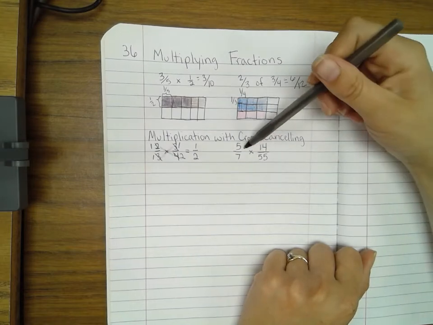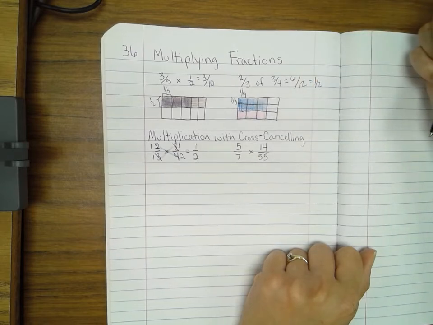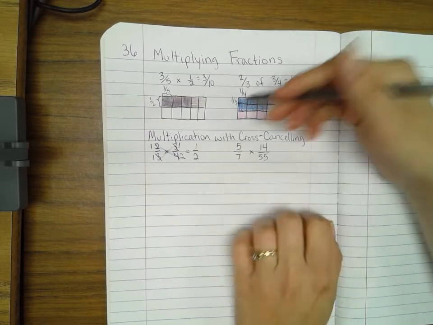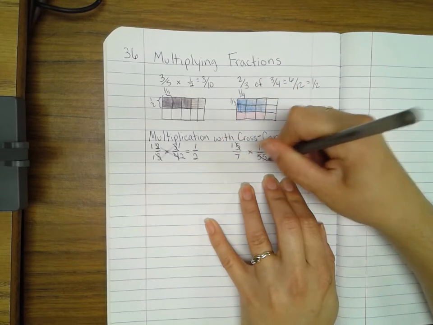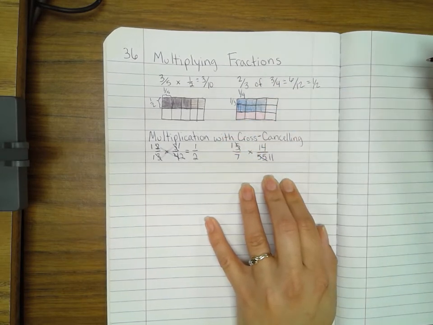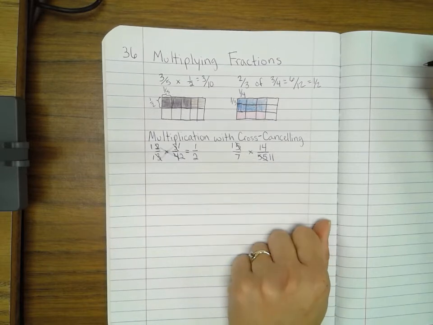So let's look across from each other. So 5 and 55. Is there something that can go into both of those numbers? Okay, 5 goes into 5 1 time. 5 goes into 55 11 times. Okay, right there you just made 55 into 11. That's a lot nicer number to be working with.